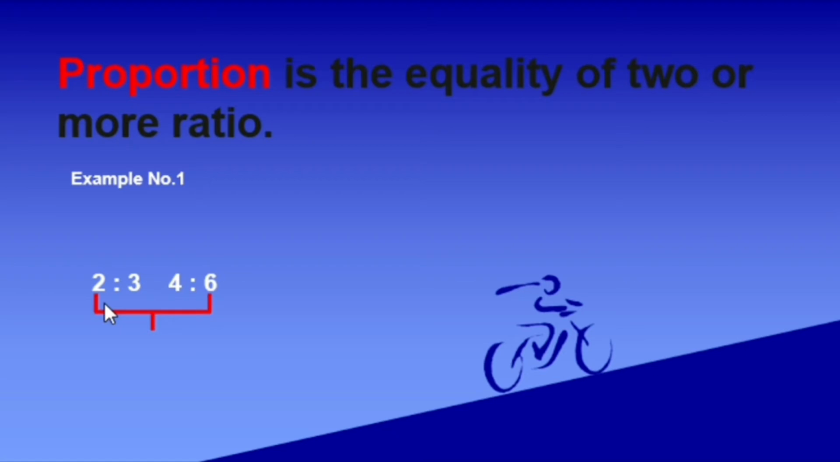The first term, which is 2, and the fourth term, which is 6, are what you call the extremes. The second term, which is 3, and the third term, which is 4, are what you call the means. Now, let us get the product of the extremes. The extremes are 2 and 6. 2 times 6 is equal to 12. That is the product of the extremes.